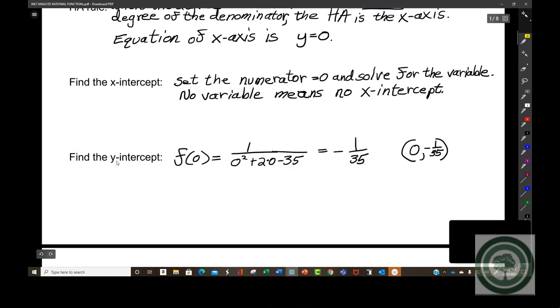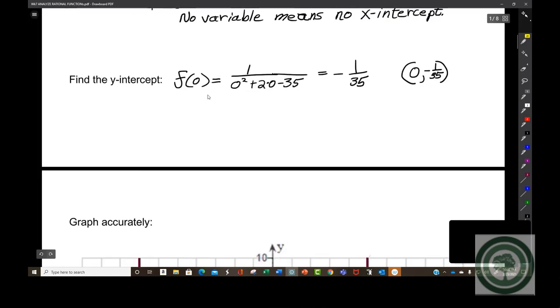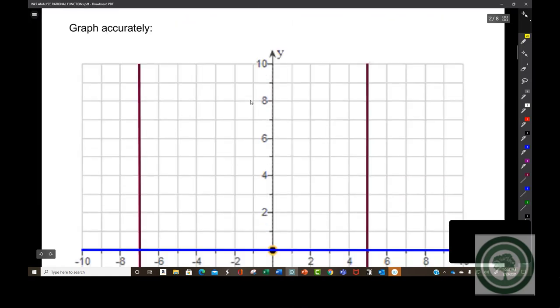Then we found the y-intercept. The way you find the y-intercept is you set all of the x's equal to zero. That left us with one on top and negative 35 on the bottom, which is negative 1 over 35. When you write the y-intercept as a point, since x is 0 and y is negative 1 over 35, that gives us this point, which is the y-intercept.